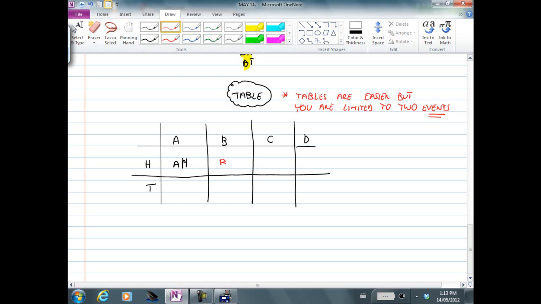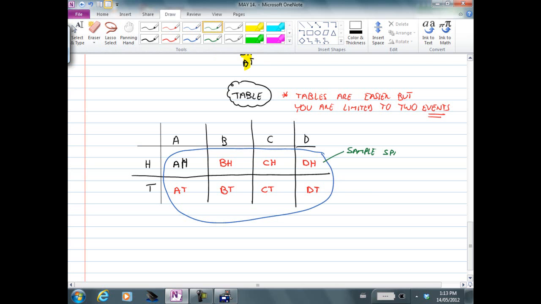Next one, fill this in. This will be BH. And go ahead, fill in the rest of my table for me, please. So you have CH, DH, AT, BT. And notice if I do the table method, I can only have 2 choices or 2 events. Here is my sample space. See how easy a table is? Very easy. Sample space.